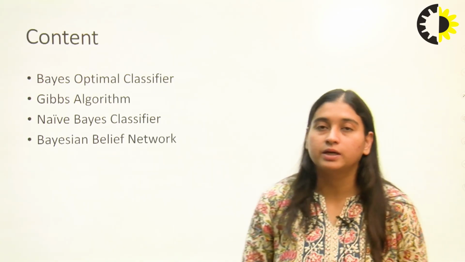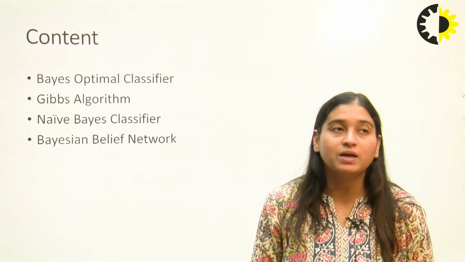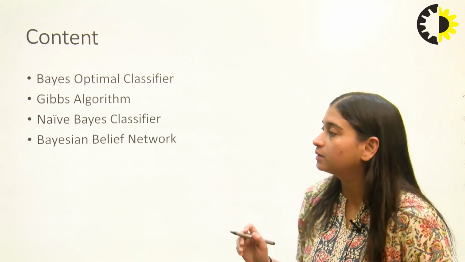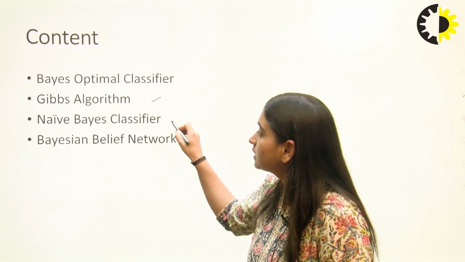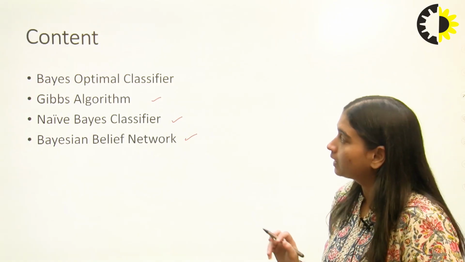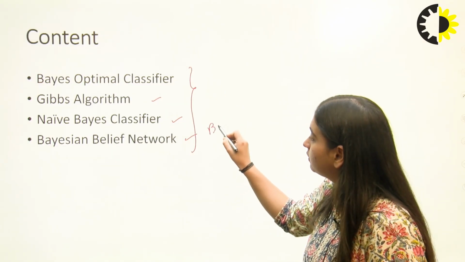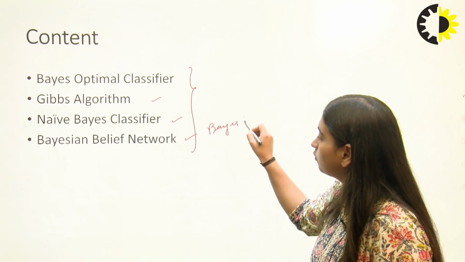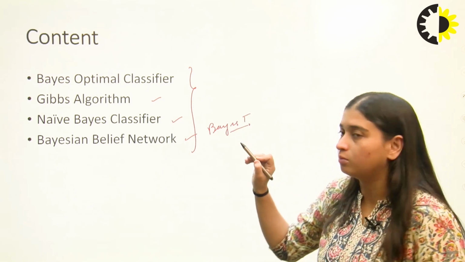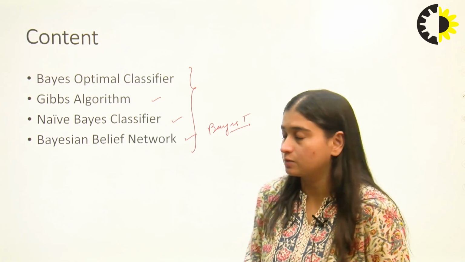So in today's lecture, we'll cover these topics: Bayes optimal classifier, then Gibbs algorithm, naive Bayes classifier, and Bayesian belief network or BBN. All these concepts are related to Bayes theorem. We have already covered what Bayes theorem is, what the formula for Bayes theorem is, and what conditional independence between events is.